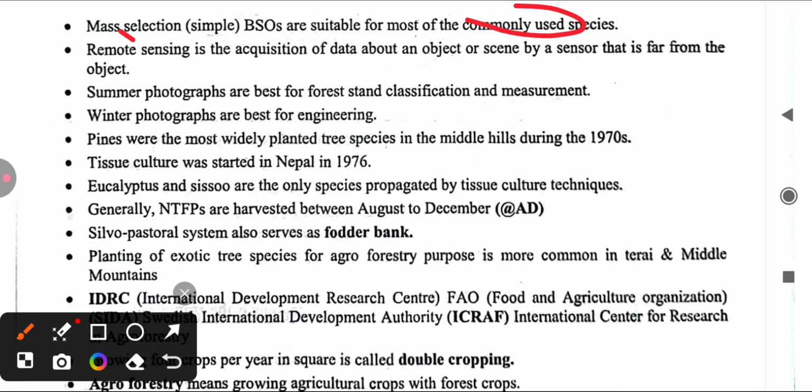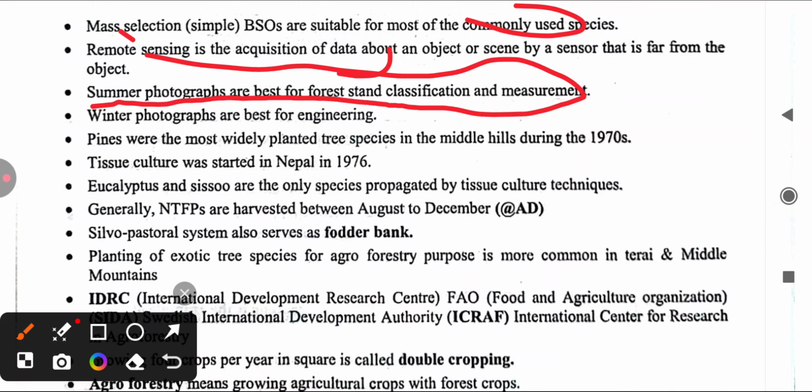Remote sensing is the acquisition of data about an object or scene by a sensor that is far from the object. Summer photographs are best for forest stand classification and measurement. Winter photographs are best for engineering. Pines were the most widely planted tree species in the Middle Mountains during 1917.